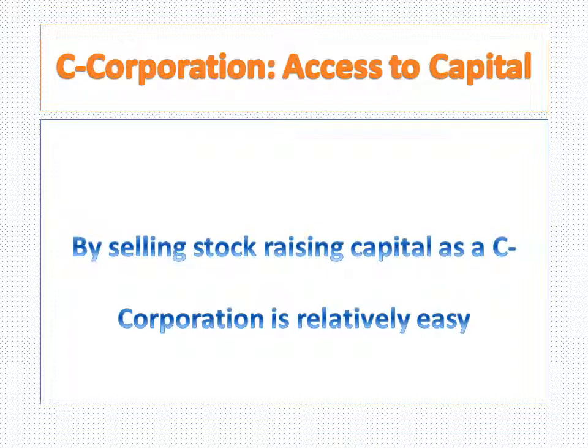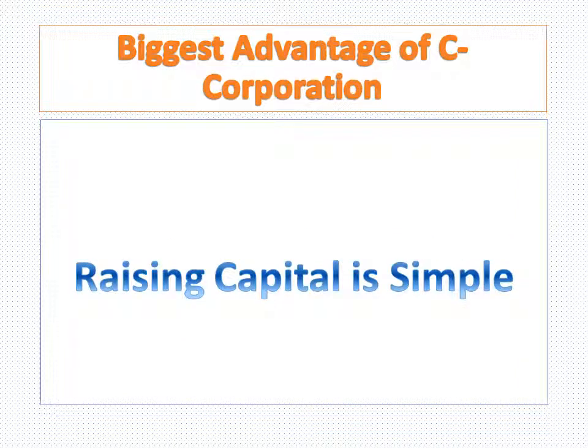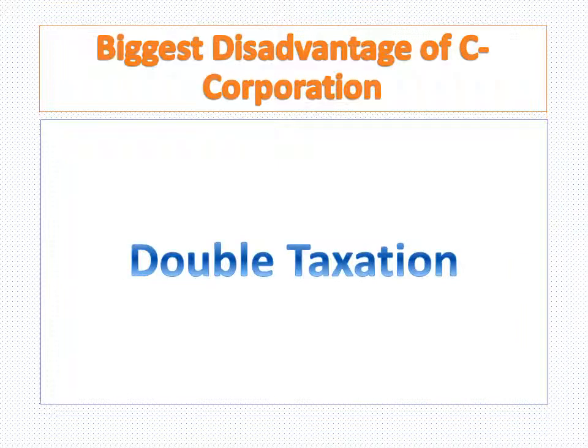As a C corporation, generating capital is going to be relatively easy. As a C corporation, or any other type of corporation, you can generate capital through the sale of stock. This can be accomplished at the private level or the public level. This is also one of the biggest advantages of forming a C corporation, while the biggest disadvantage is obviously the issue of double taxation.